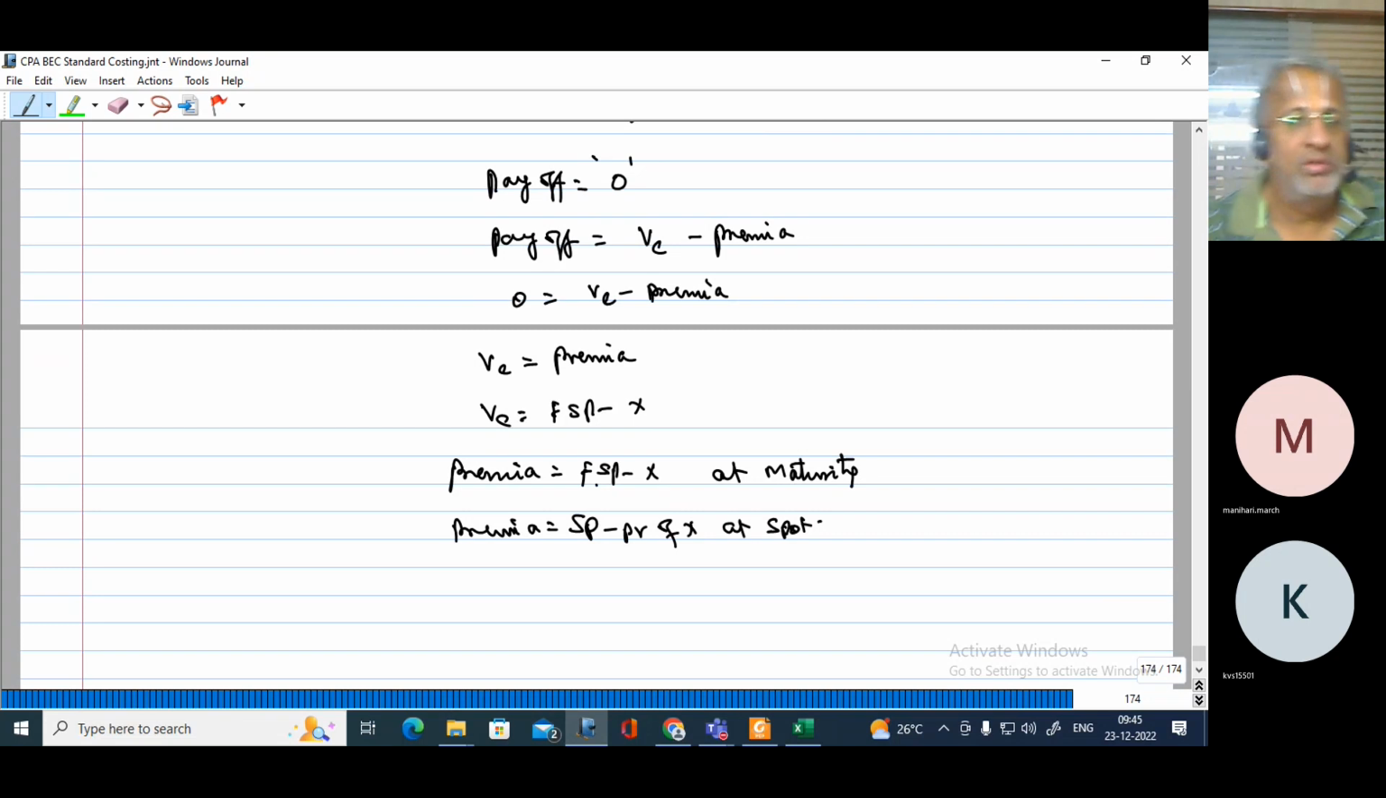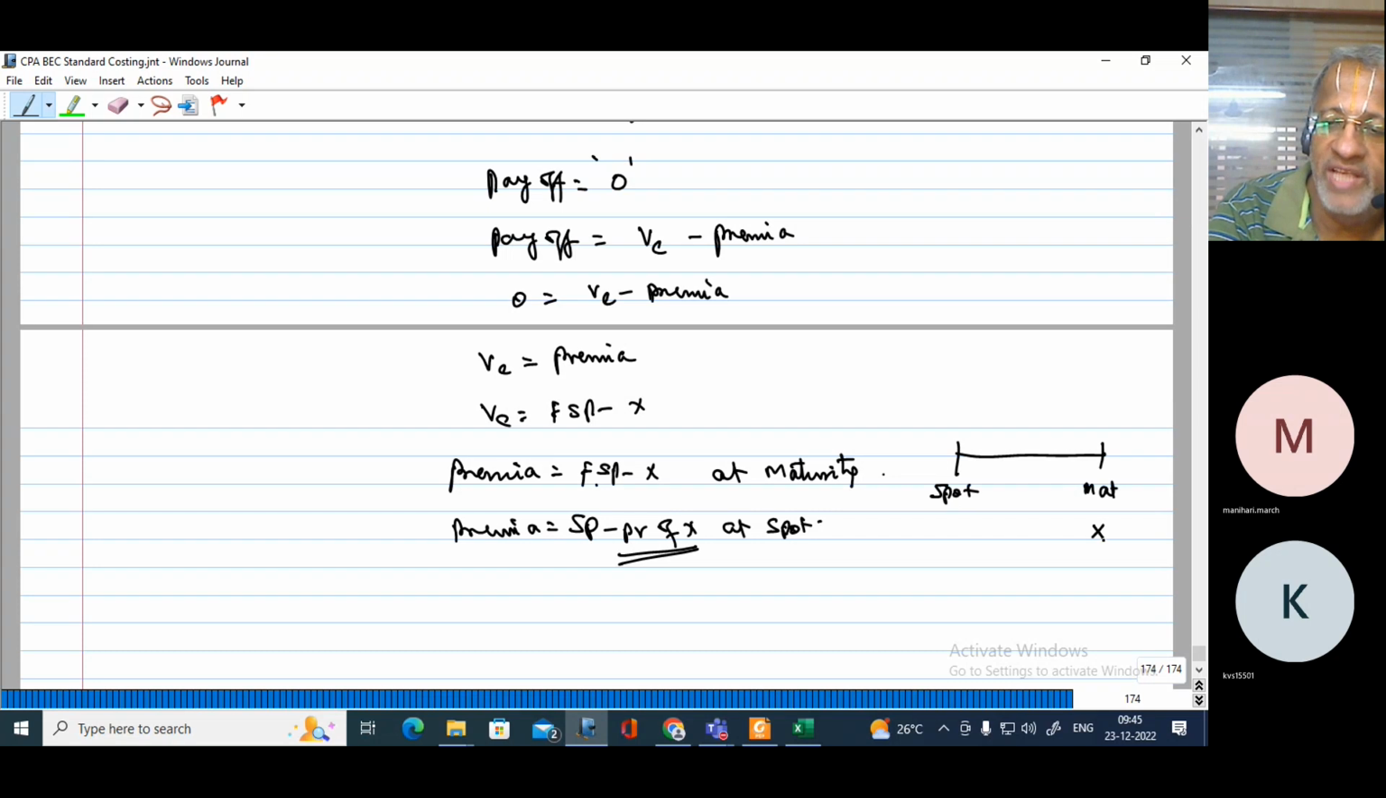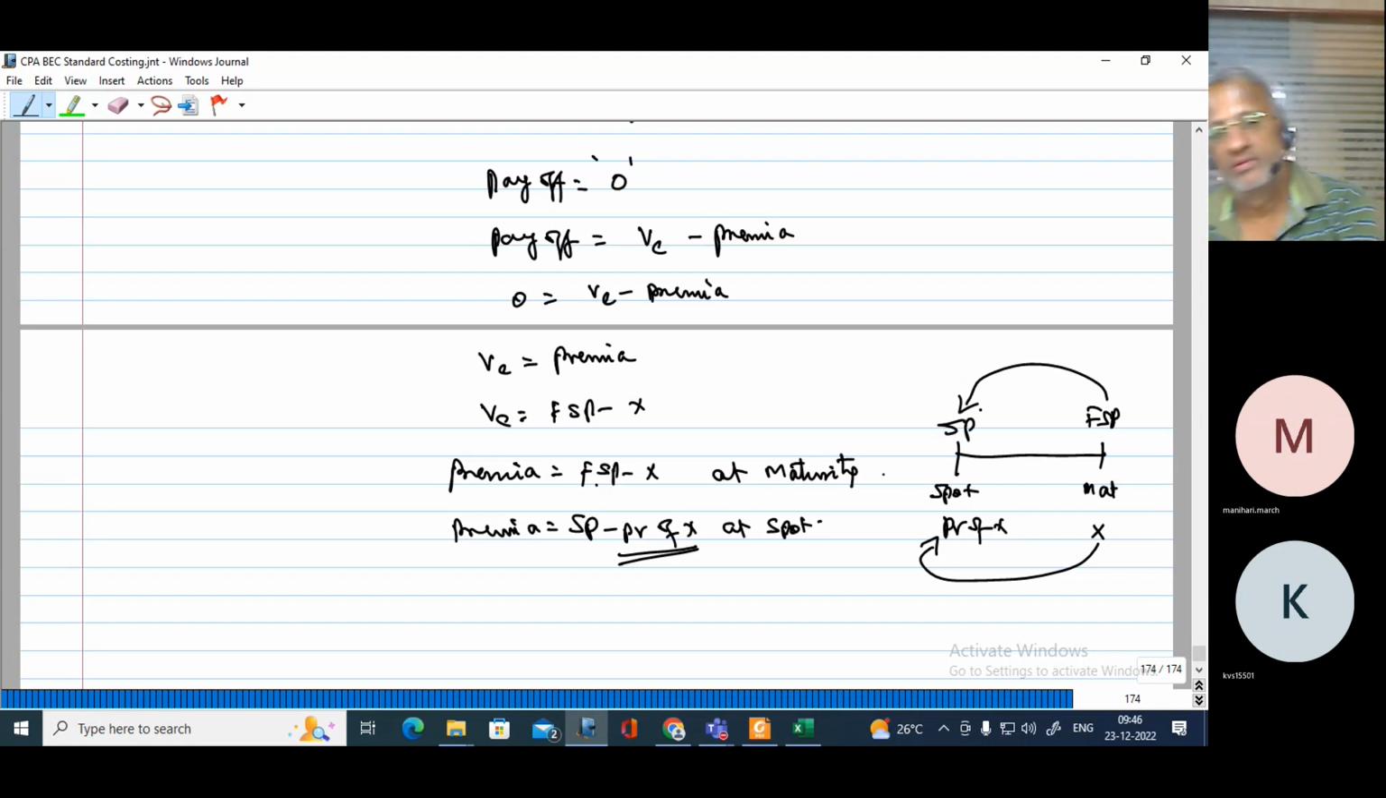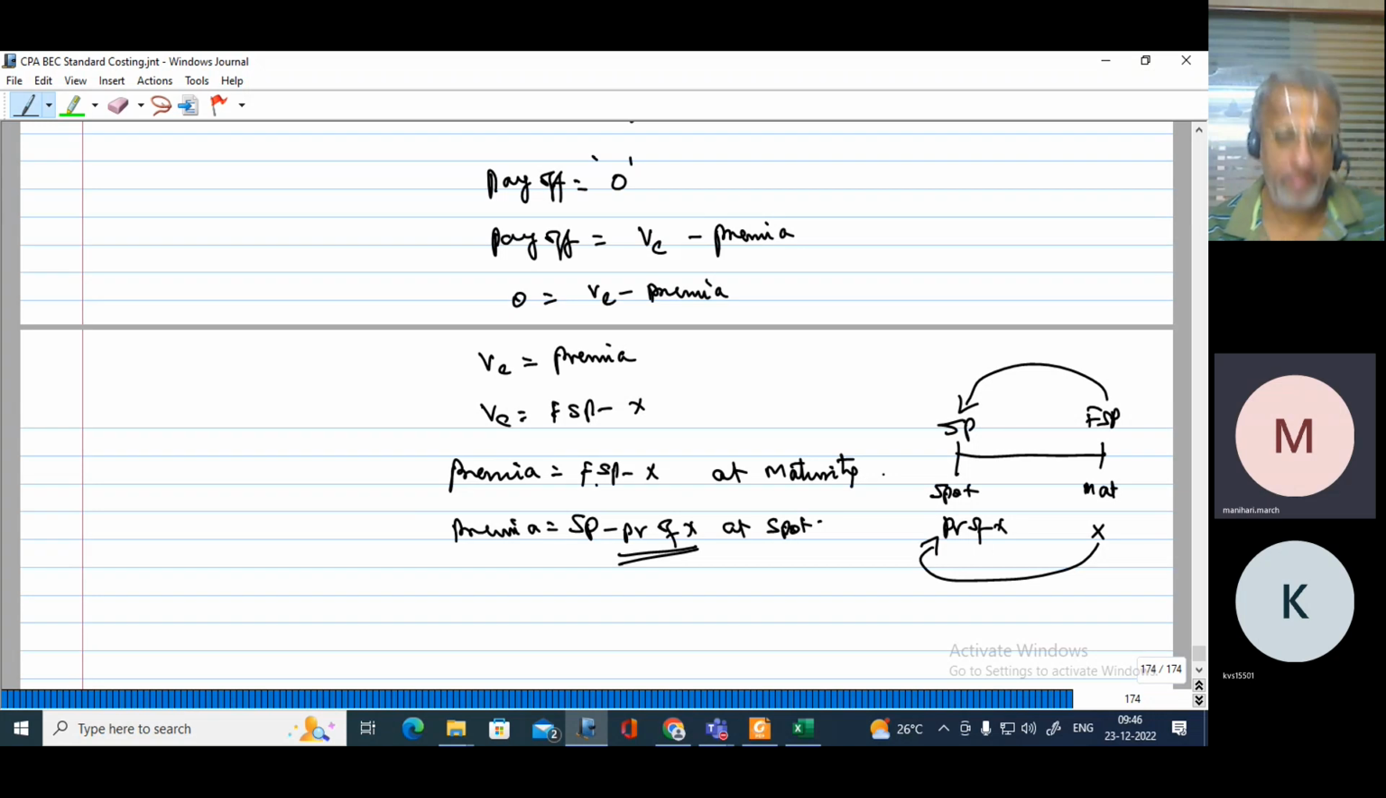Premium is equal to spot price minus present value of exercise price. Why am I taking the present value of exercise price? Because at maturity, it is something like this. This is spot. This is at maturity. So when it is X, what is the value today? It should be the present value of exercise price. Discounting. If this is the spot price on this date, correct? Yes, sir.